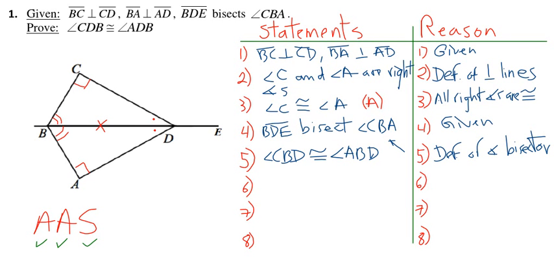So I have here then the second pair of congruent angles. These are two angles and they are congruent. So I can say now, hey, the only thing that I'm missing is the pair of congruent sides, which is BD congruent to itself by the reflexive property.